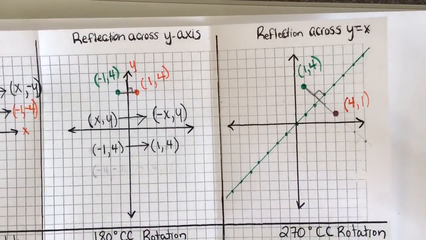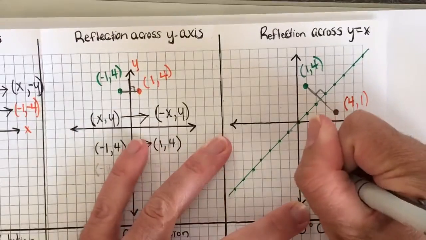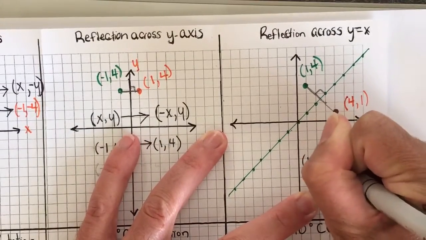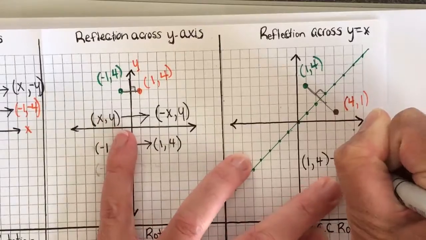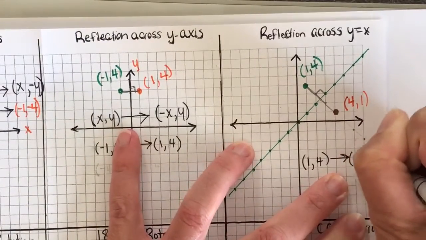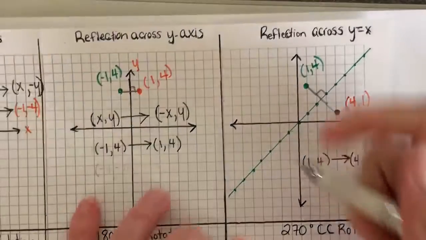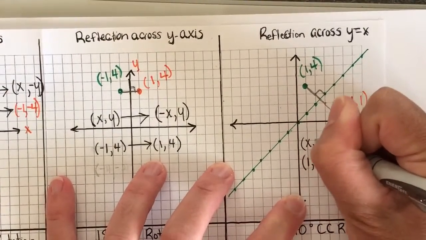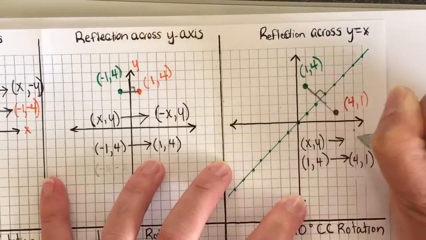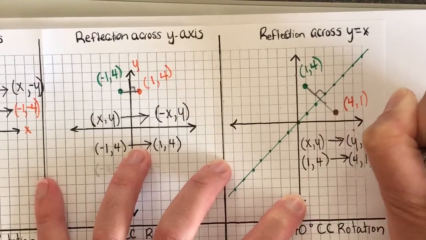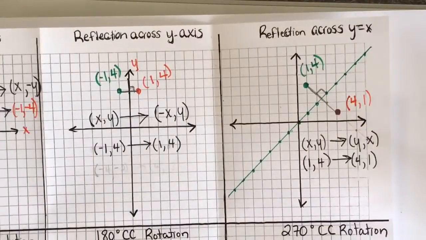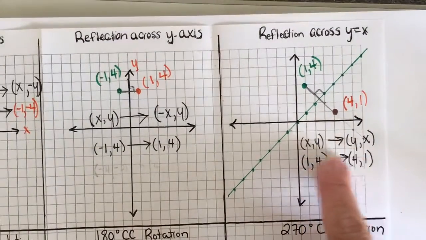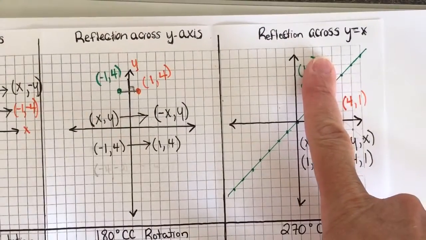Now I've got my point of reflection. How do I write that as a rule? So I started with the point 1, 4 and it became the point 4, 1. So what happened? Well, x, y flip-flopped and became y, x. That rule is going to work every single time if I reflect over the line y equals x. If you want to, you can test it to make sure. But x, y will always become y, x when I reflect over the y equals x line.